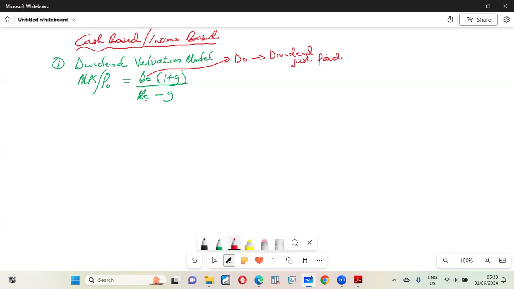What is KE? KE is cost of equity capital. Cost of capital to the ordinary shareholders. All right, you need to be mindful of that. And how do we get the cost of equity capital? We use the CAPM model, capital asset pricing model, which gives KE.